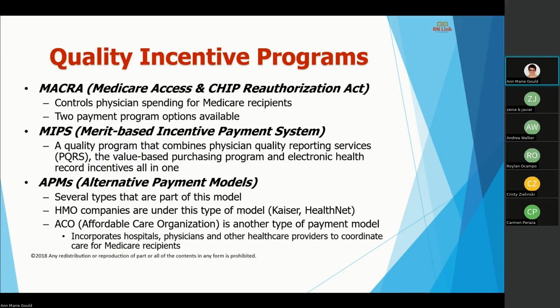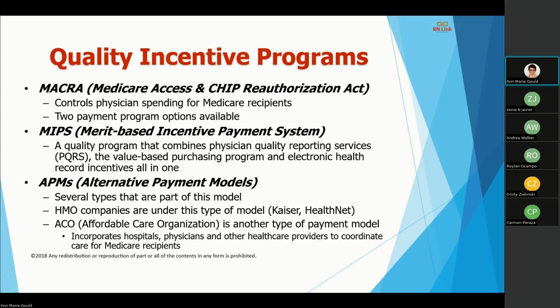APMs are the alternative payment models. There are several types that are part of this model. HMO companies are mainly using this model, like Kaiser and HealthNet, the different HMO companies out there. Now, you know, there's so many more. And then your Accountable Care Organizations, or your ACOs, is another type that came through back in 2005 or 6 or something. Another type of payment model, and this is where it incorporates the hospitals, physicians, and other healthcare providers to coordinate care for your Medicare recipients. Okay, so there's definitely quality incentive programs out there for the provider.